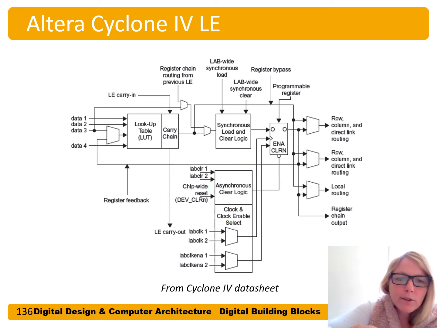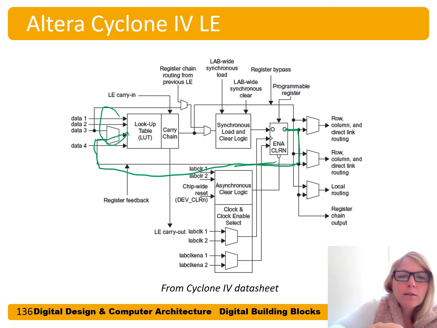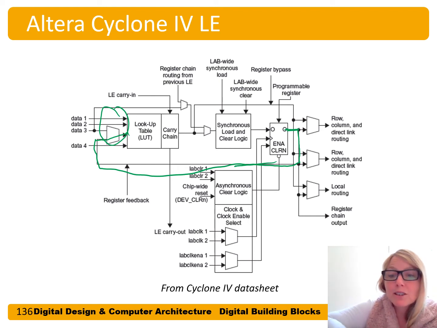But again, the main things are this lookup table and the flip-flop, and we can choose either a sequential output from the flip-flop, or the combinational output from our LE from the lookup table. You may also notice that this output here could also be fed back. So the output from our flip-flop could also be fed back to be used in this combinational logic, depending on what the select line is for that multiplexer. And that could be useful for things like finite state machines.